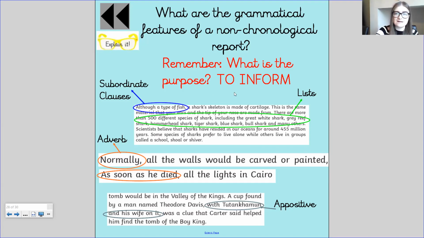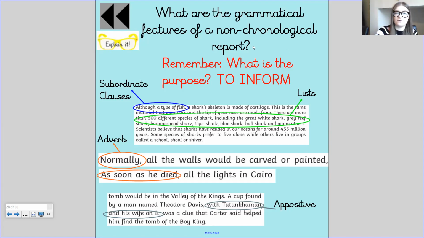We can also see that lists are used here. So we might list, what might we be listing for Georges Seurat? We might be listing the things that he's made. We might list those. So I'm going to write list here.